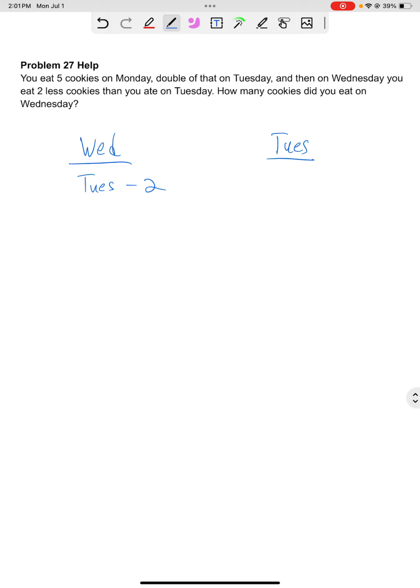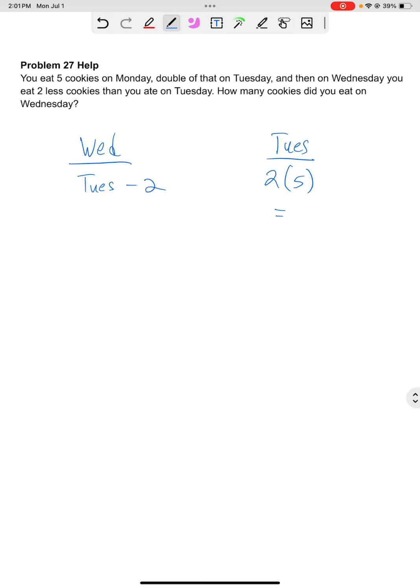Well, how many cookies did we eat on Tuesday? Well, it says double of that on Tuesday. Double of what? Well, double of the cookies we ate on Monday. So it's 2 times the number of cookies we ate on Monday, which we saw as a starting point, right? 5 cookies were eaten on Monday. And then you double that, and you have the number of cookies you ate on Tuesday, right? And so that's just 10. But we're not going to do that simplification so that we can see how it all fits together in terms of our order of operations and things like that.